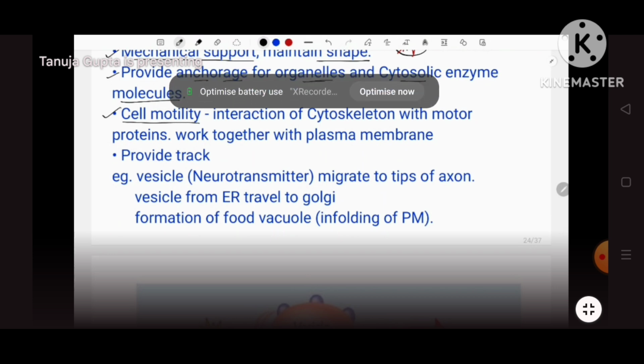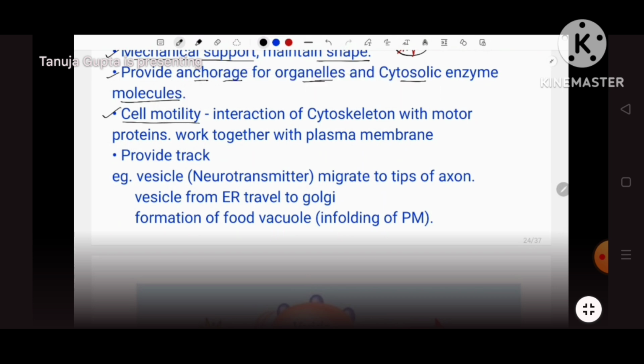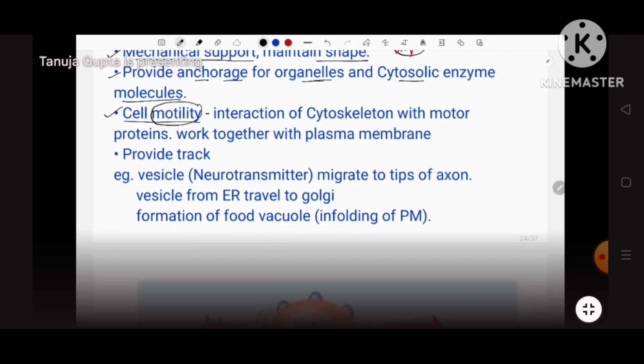Next is cell motility. Motility means it provides movement. The cell can move with the help of the cytoskeleton, through the interaction of the cytoskeleton with motor protein. Now the next question arises: how does it provide motility? How is it possible, with the help of the cytoskeleton, for the cell to move from one place to another? There are certain proteins which are called motor proteins.